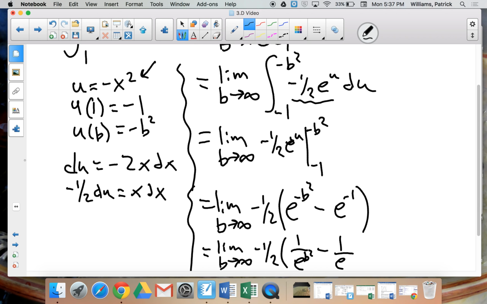So if we go ahead and plug in b equal to infinity, well, 1 over e to the infinity squared, the e to the infinity squared is infinity, and 1 over infinity goes to 0. So this whole term just goes to 0. So all we are left with is 1 over 2e, a finite area, and therefore it's convergent. It's convergent, okay? And so we got that.